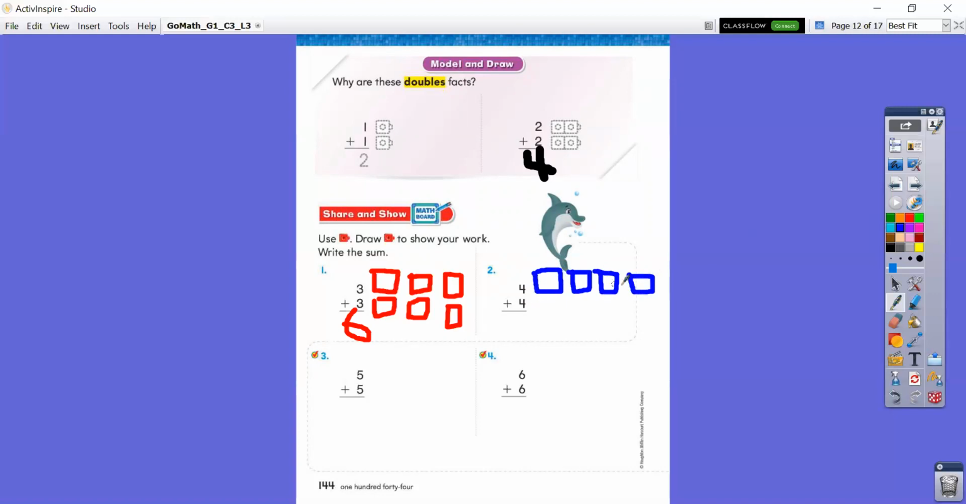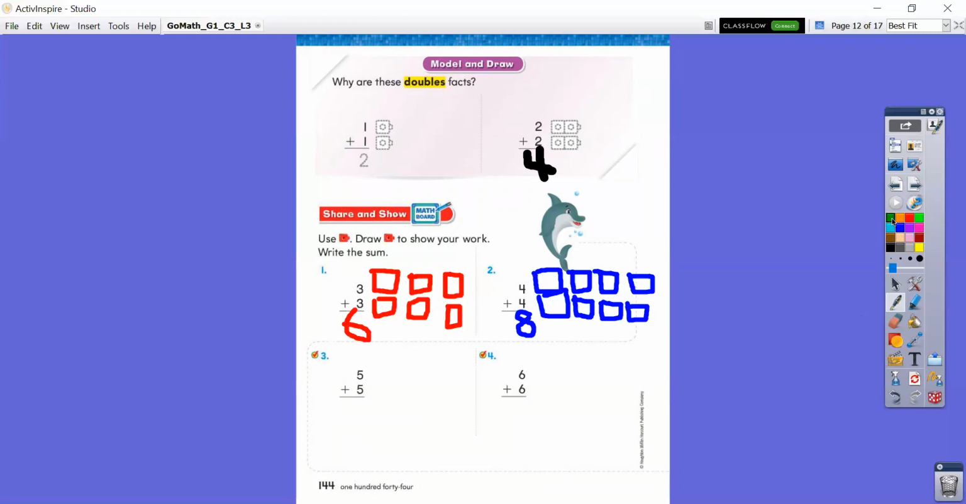Now I'm going to make this exactly the same because it's a doubles fact. Another 1, 2, 3, 4. So I've got my picture to help me get my answer. 1, 2, 3, 4, 5, 6, 7, 8. So I know that 4 plus 4 equals 8. I have the sum, the answer to my addition sentence.